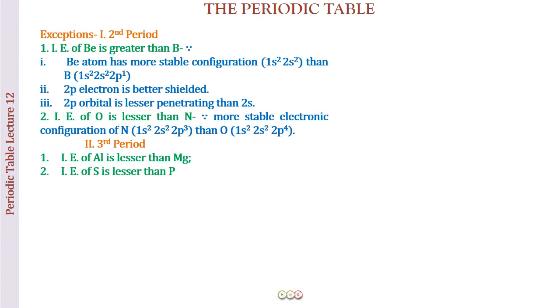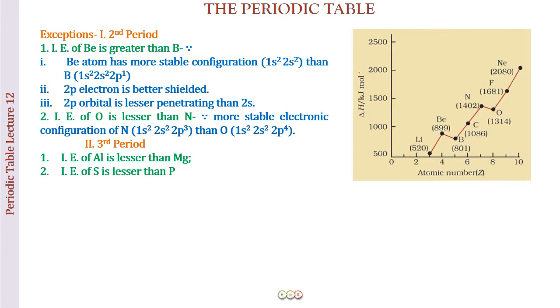So now let us see what are the exceptions we see in the case of periods. For this, let us see this graph, which is basically the enlarged version of the previous graph. We have the atomic numbers from lithium to neon, that is the second period elements, versus their ionization enthalpy. And what we see, the general trend from lithium to neon, or in the period, is that the ionization enthalpy values increase with increase in effective nuclear charge.